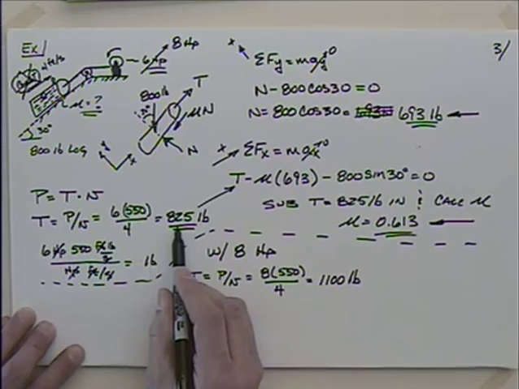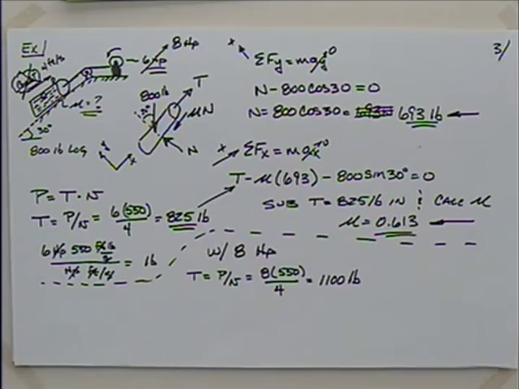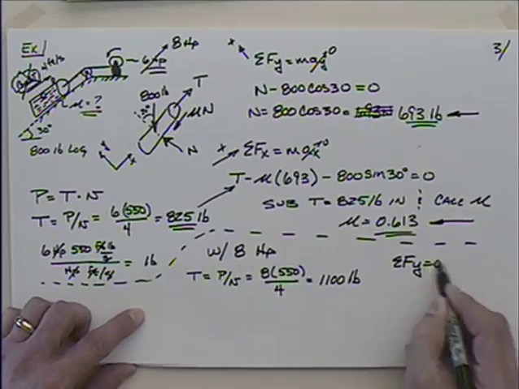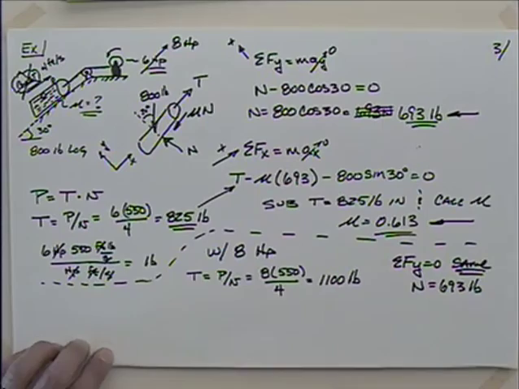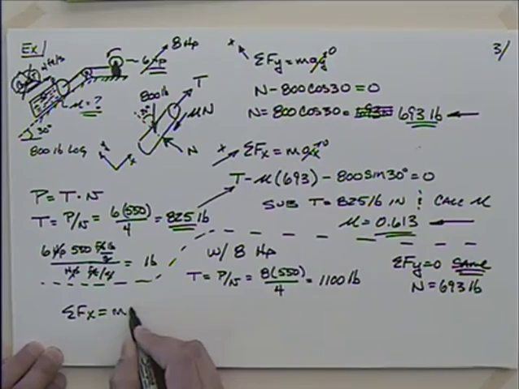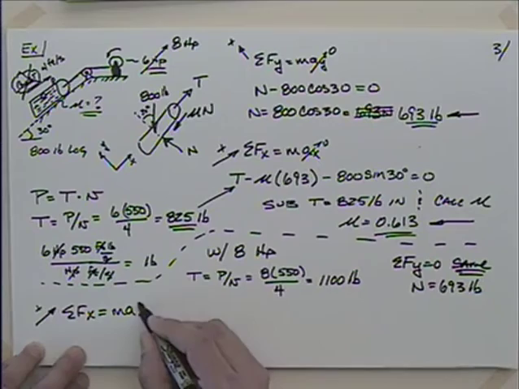So if at 825 we didn't have any acceleration, when we go to 1,100 pounds, we're going to have some acceleration, aren't we? Now, as far as the sum of the forces in the y direction being equal to zero, that's going to be the same, isn't it? Nothing's changed on that one, and I can say then that N is still equal to 693 pounds. But in the x direction, if I look at summing the forces in the x direction, setting equal to mass times acceleration in the x direction, have things changed there? Yeah, this is definitely not zero.